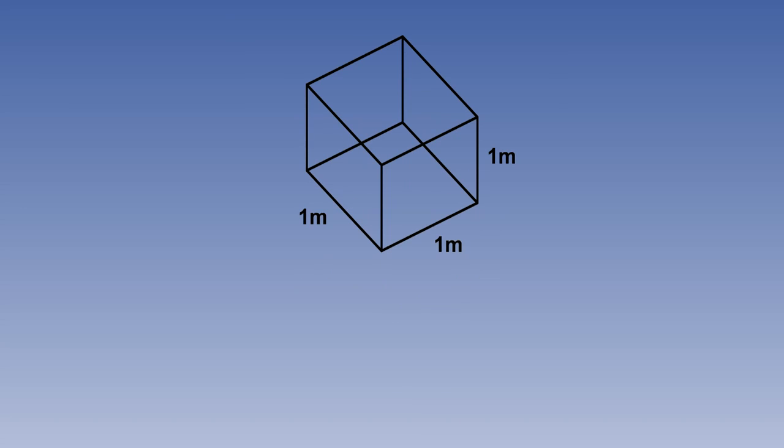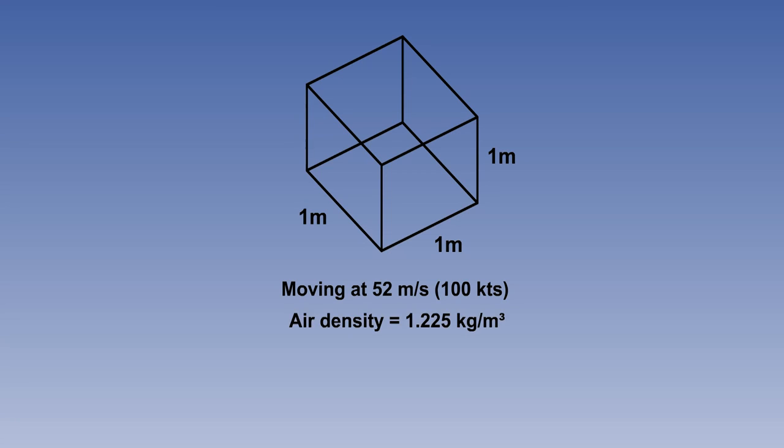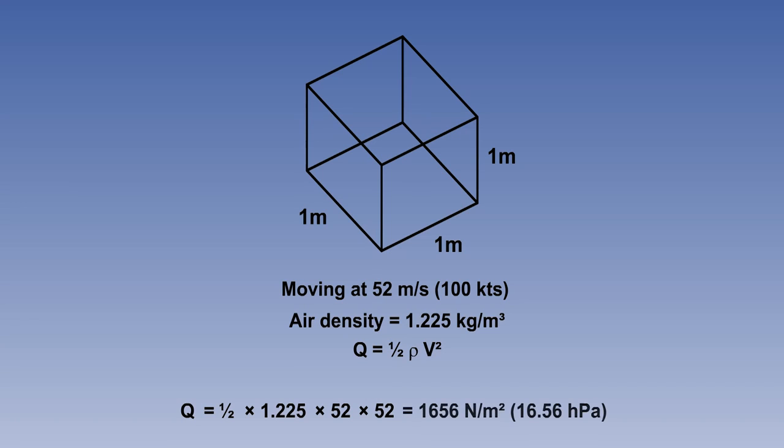Let us consider an airflow of 100 knots, which is 52 meters per second, at EASA density of 1.225 kilos per cubic meter. Dynamic pressure is half rho v squared, that is 0.5 times 1.225 times 52 times 52, which equals 1656 newtons per square meter, or 16.56 hectopascals.